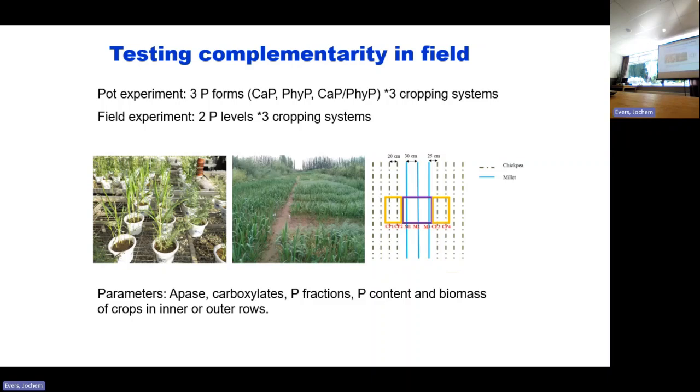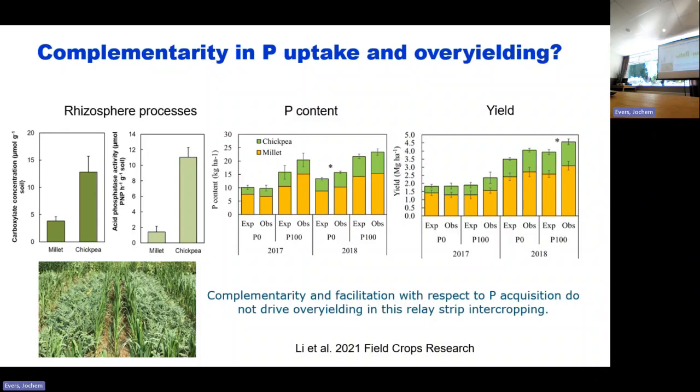Then we did several experiments in pots and also in the field to test whether our selected species combinations indeed show P uptake overyielding. So in the pot experiments and also in the field experiments, we did monocultures and intercropping under low P supply and under the mixed P supply. Okay, let's see the results. Is there complementarity in P uptake and overyielding?